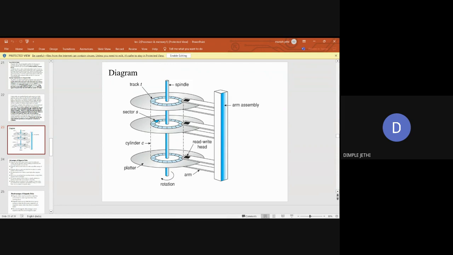Now if you have to read from this sector, you have to rotate this motor. This is a kind of spindle in between which will rotate these platters. So it will rotate and bring this particular sector under this read and write arm.